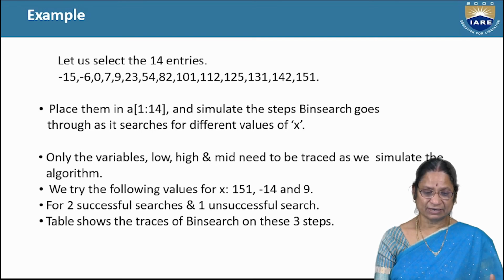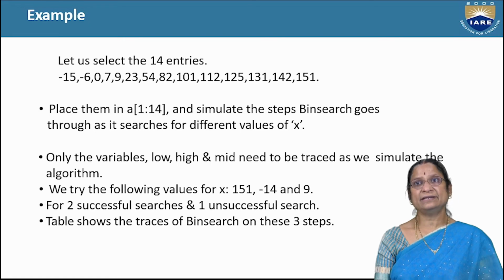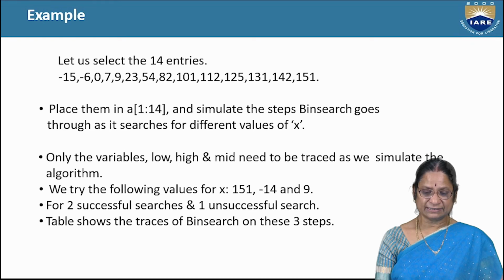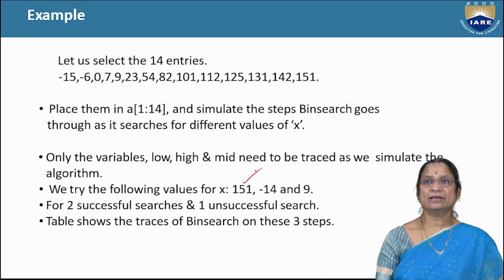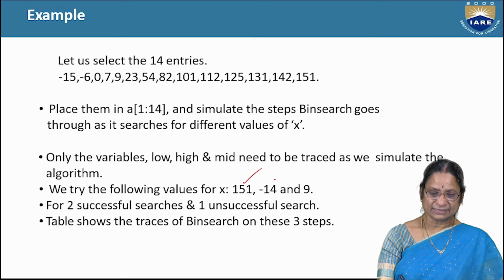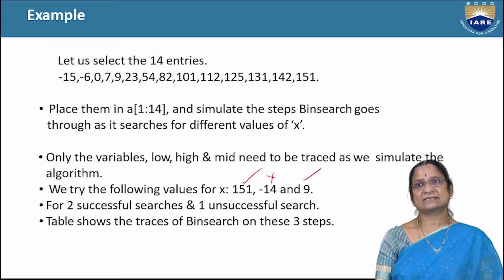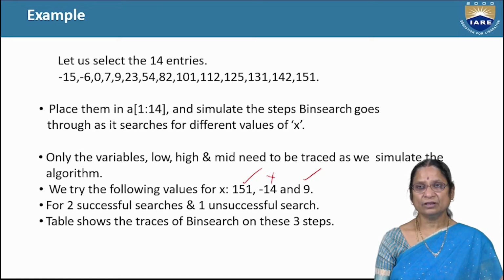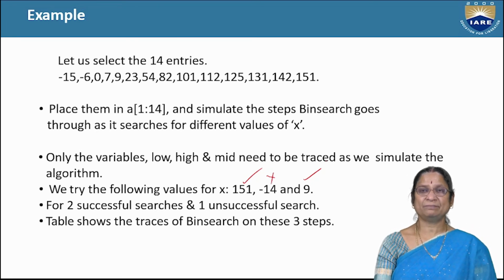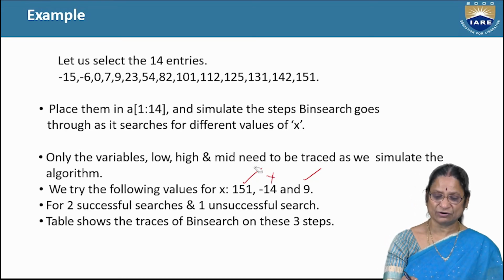Let us consider one example. There are 14 elements here, such as 5, minus 6, 1, 2, 4. The x values are going to be 151, minus 14 and 9. For these 3 values we are going to give a demonstration. 151 exists, so that is a successful search. Minus 14 doesn't exist, so it is an unsuccessful search. 9 exists, a successful search. That means we are searching for an element at the beginning of the list, an element at the end of the list, and an element which is not available at all.